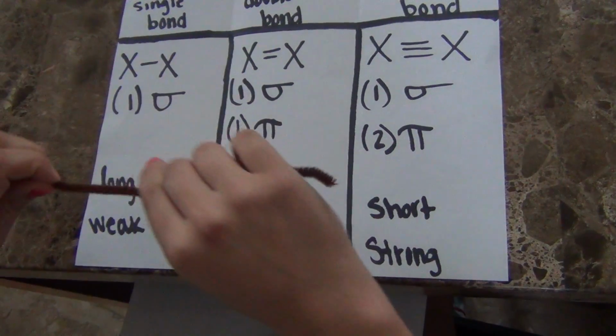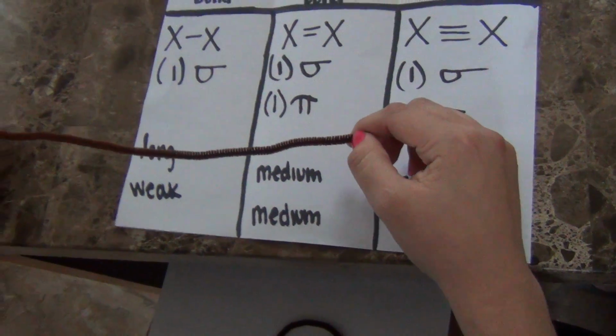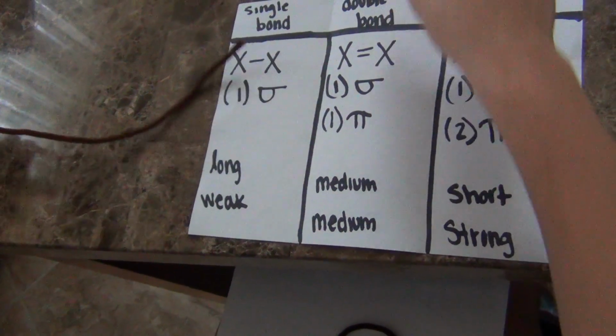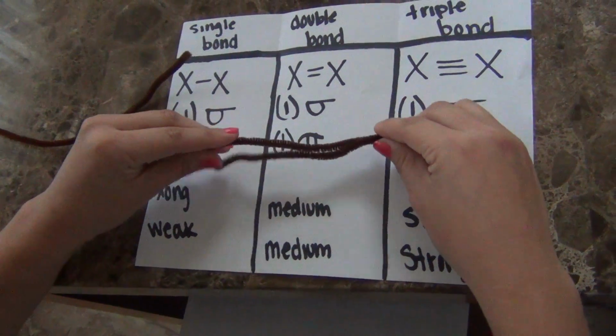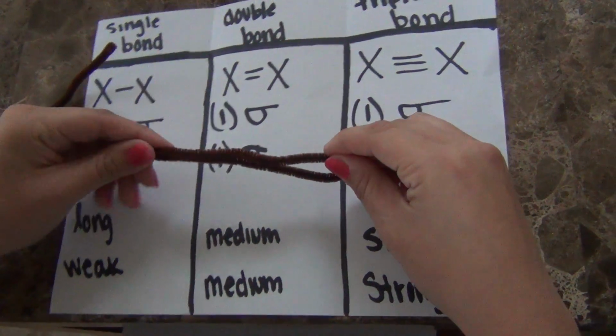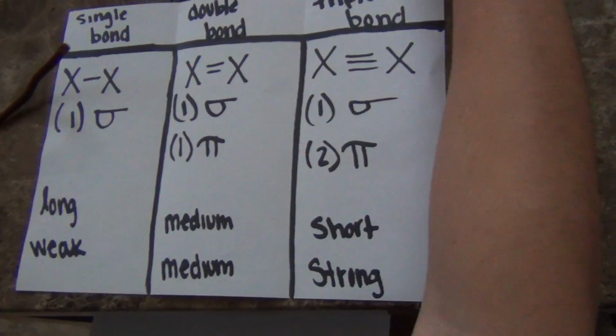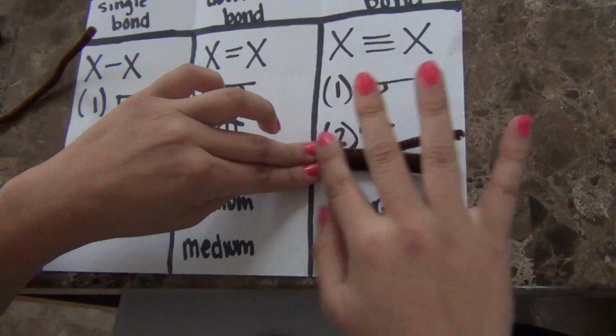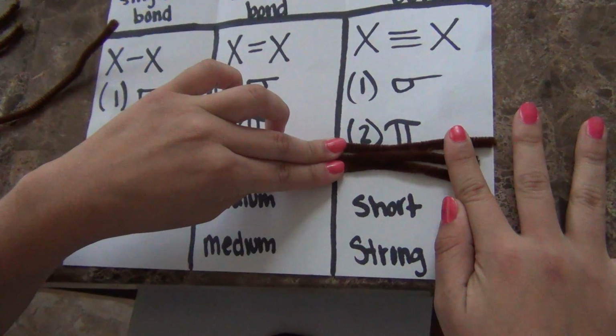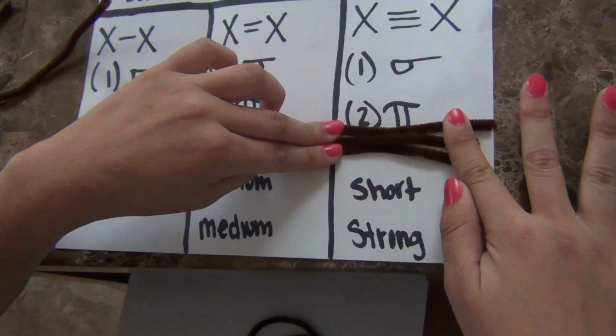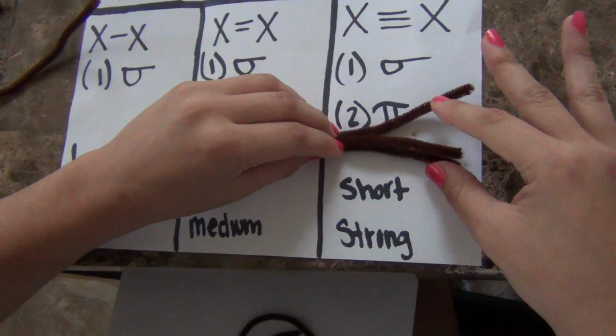For a single bond, you have a long bond length with weak bond strength, and a double bond has a medium bond length with a medium bond strength, and a triple bond has a shorter bond length with a stronger bond strength.